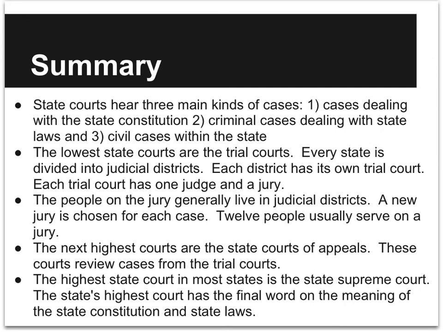The people on the jury generally live in judicial districts. A new jury is chosen for each case. 12 people usually serve on a jury. The next highest courts are the state courts of appeals. These courts review cases from the trial courts. The highest state court in most states is the state Supreme Court. The state's highest court has the final word on the meaning of the state constitution and state laws.